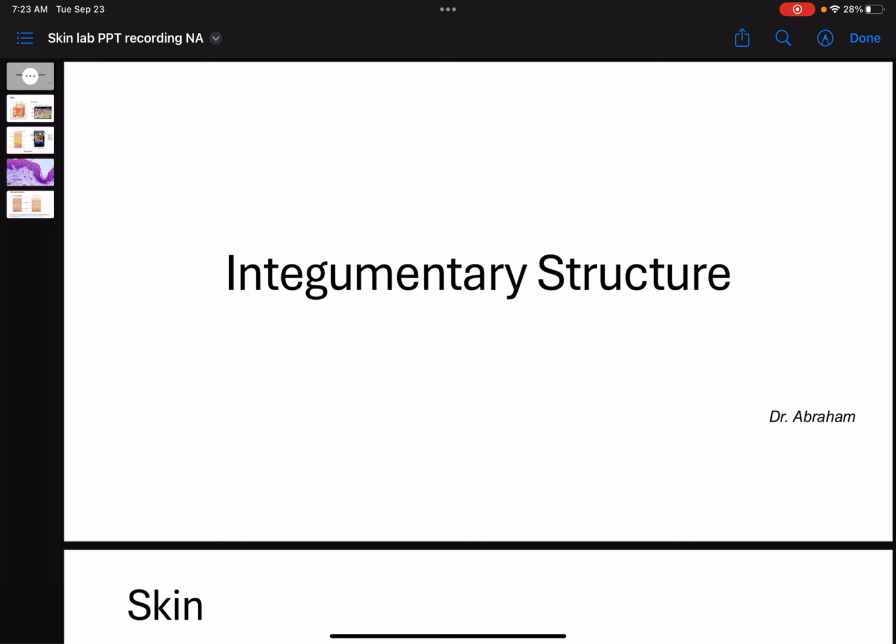Hello class, today we're going to go over the integumentary system for the lab purpose. We are going to go over the model and some slides, microscopic slides. So when I introduce you to the integumentary system, this is the body's outer covering, superficial. This is made up of skin and its accessory structures like nails, hair, etc. It protects underlying tissues, helps regulate body temperature, and provides sensory information.